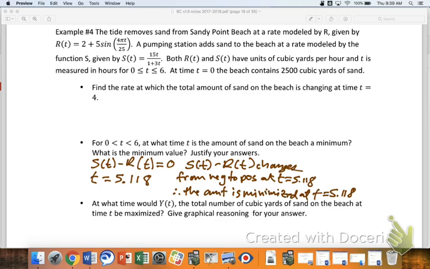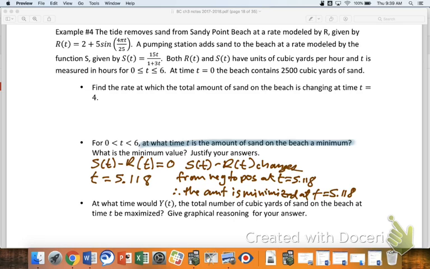So then, veterans, please notice it does ask that other question. It says at what time t is the amount at a minimum, and we just answered that, and we just justified that. It also asks, what is the minimum value? So this is very different. It's wanting to know what is the amount of sand at that minimum, when it's at a minimum. And so any ideas on what you'd set up?